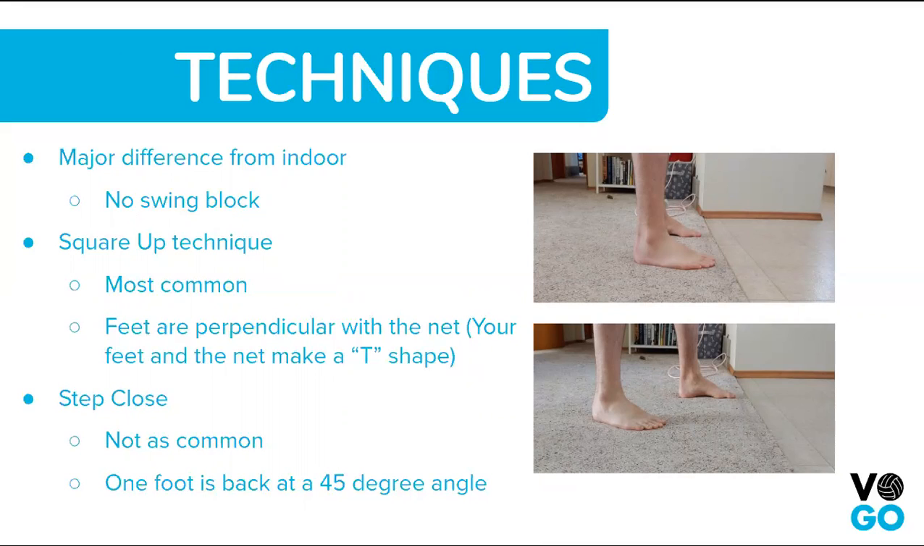The first technique is, I just call it the square up technique. Simply all it is is that your body is square to the net, or your feet are perpendicular with the net. That being said, your feet are going to create a T shape with the net. If you look at that top picture there, those are my feet, and you can see that gold lining between the carpet and the linoleum. My feet are creating a T shape with that line.